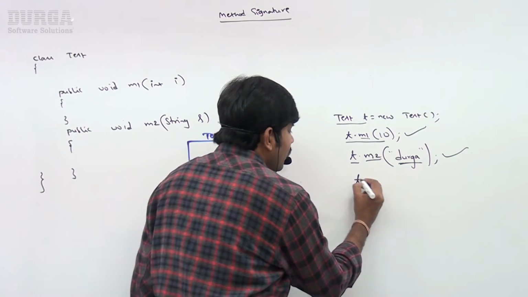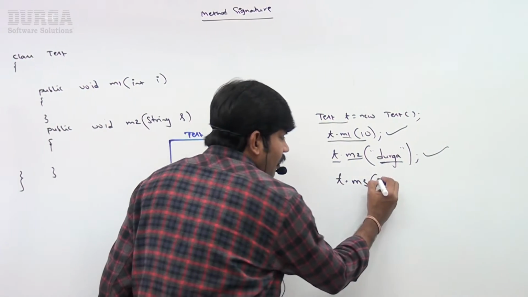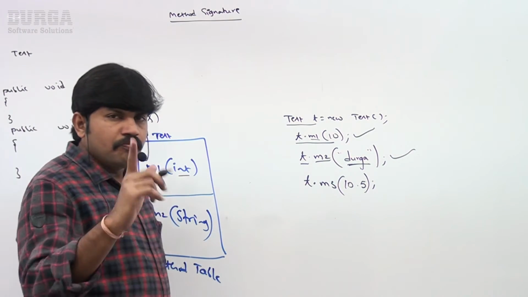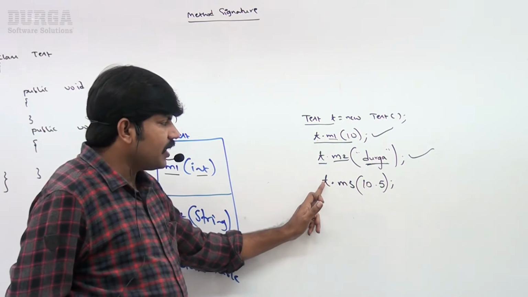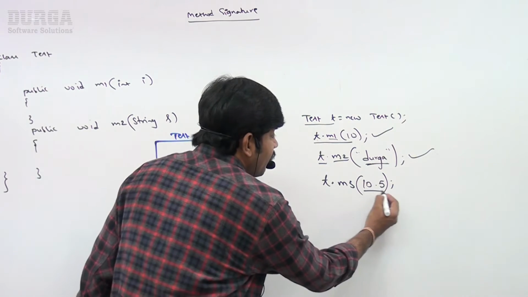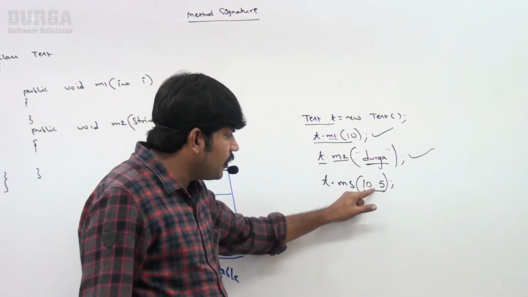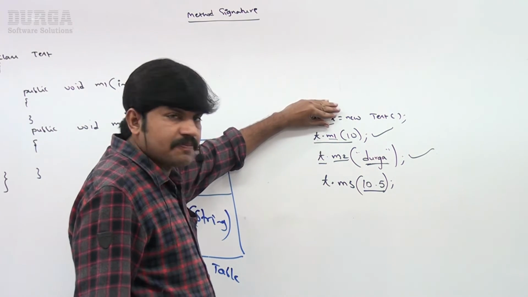Now I am calling T.M3 of 10.5. Immediately the compiler will check: you are calling the M3 method on T by passing double as the argument. 10.5 is a floating point literal, which is double type by default, right? So you are calling M3 with double as the argument. T is what type? Tester type.